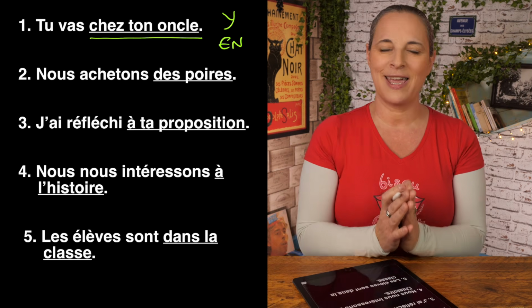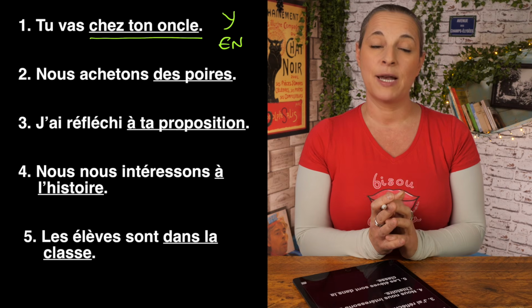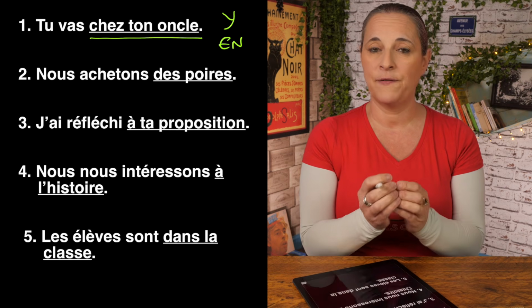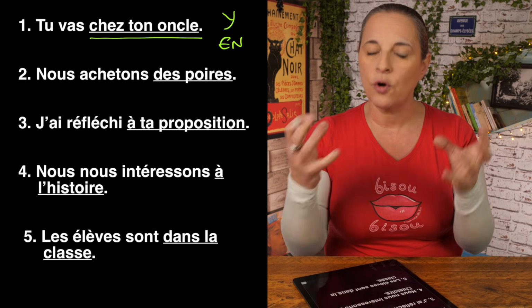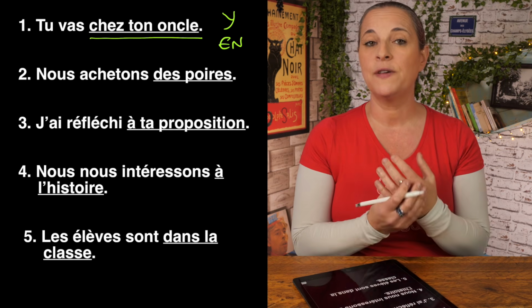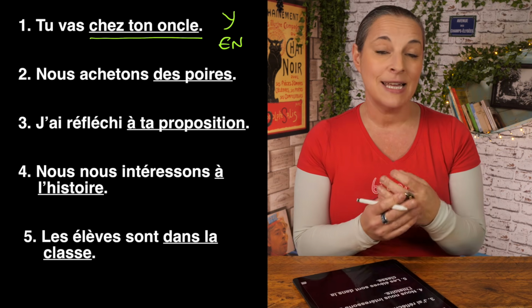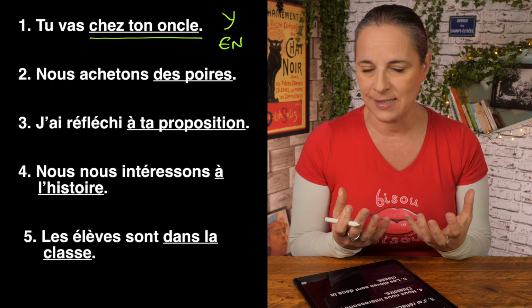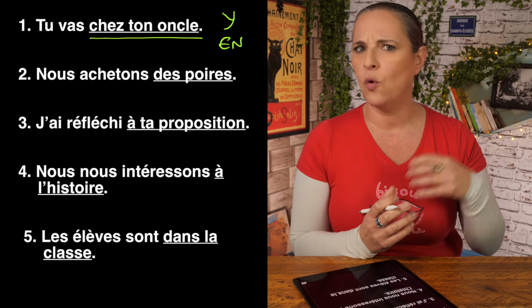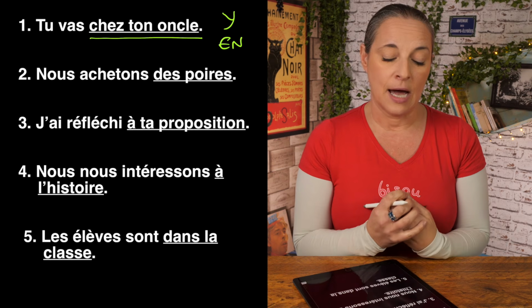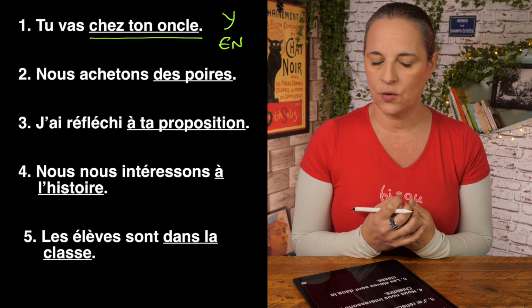Now remember what I have said. You replace something by en if the beginning of the sentence or the complement has de, or if it's a quantity. And the rest, y, will be a place, or if it has à in front of it, or chez or dans. Okay? Now, tu vas chez ton oncle.